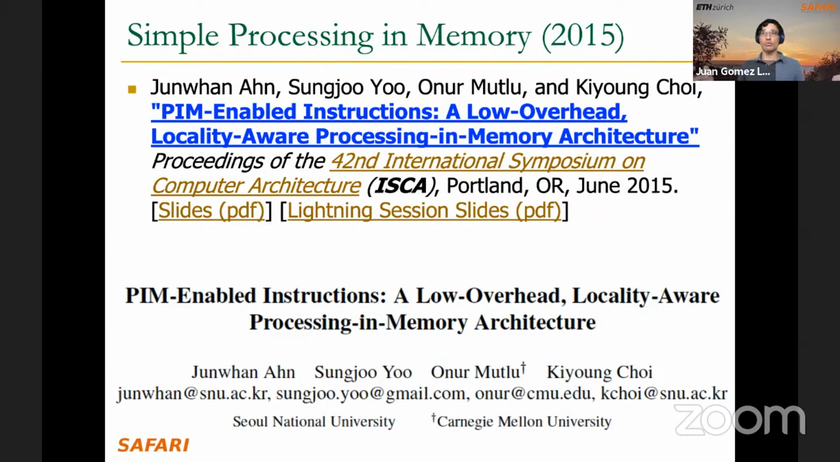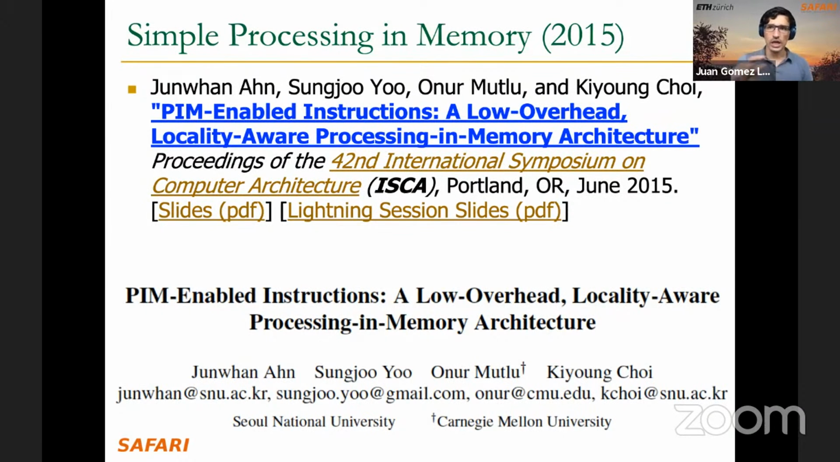Another very interesting example, more or less from the same time as well, are these PIM-enabled instructions. Observe that here the approach is completely different. Why is that? Because in the first case, in the case of Tesseract, we are proposing a whole accelerator that can execute very efficiently a particular workload. We were talking about graph processing.